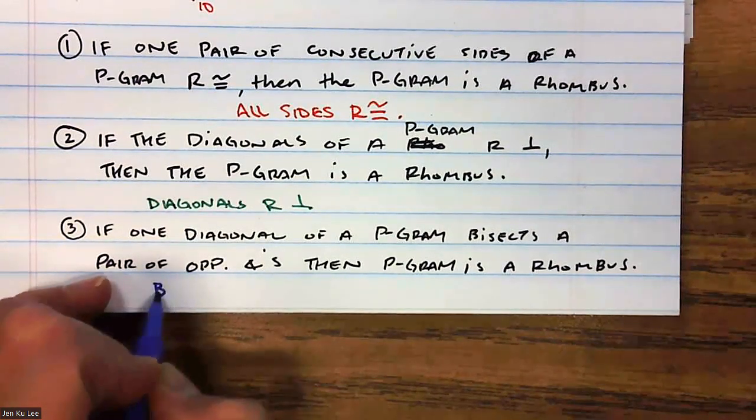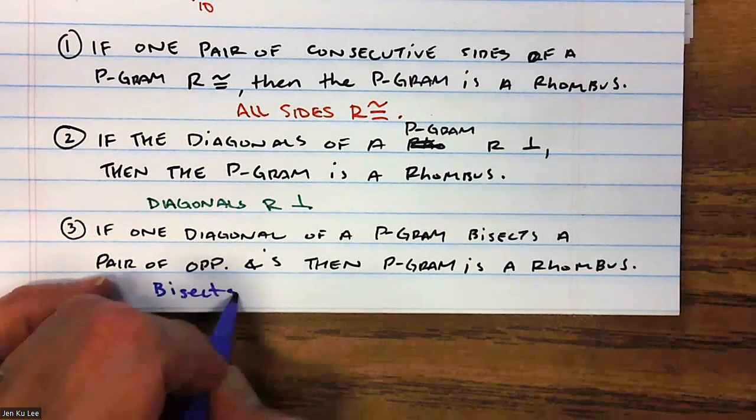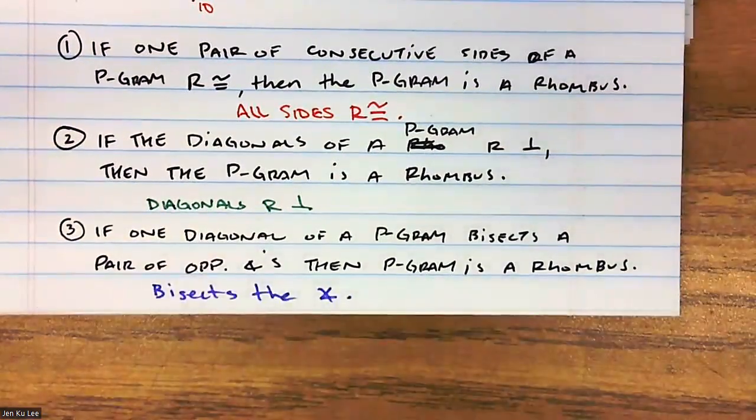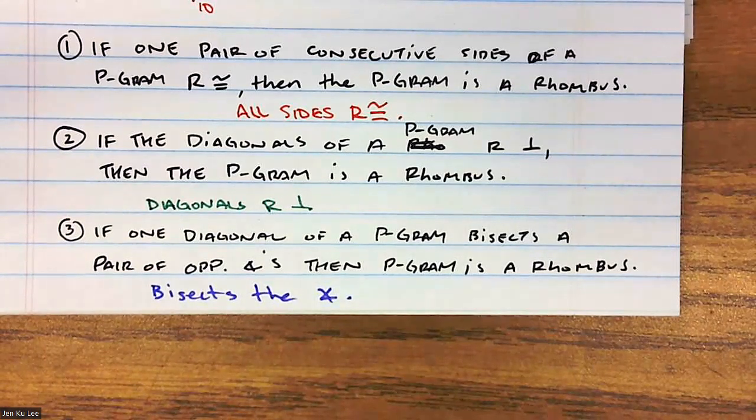I'm just gonna put bisects the angle. All right. So those are the special type of characteristics a rectangle and a rhombus has. Okay.